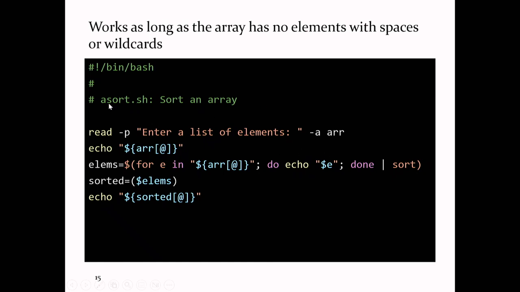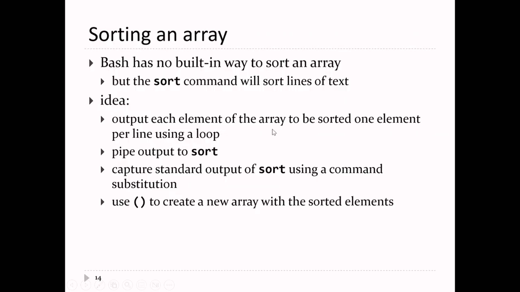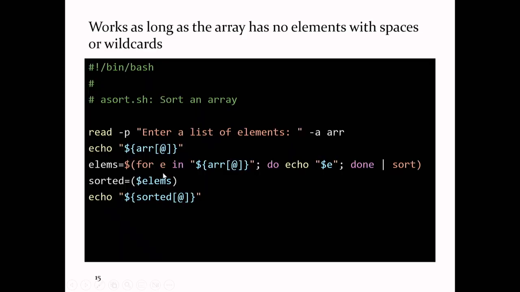I've got a little script here called asort. This one reads the elements of the array from standard input, so it prompts the user to type in some strings. And now all of these steps: output each element of the array to be sorted, one element per line, using a loop. So there's my loop. For each element E in the array, I'm going to print each element of E. So that's my loop.